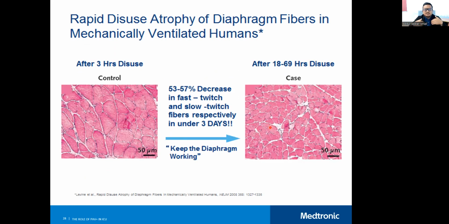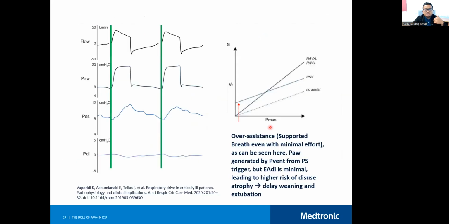Which is not there if you use PAV. As you can see, if the muscle pressure increases, the tidal volume generated by the machine will be increased proportionally to the patient. So when the effort reduces, the ventilator PVent by the machine also reduces proportionally, and the tidal volume reduces. This will stimulate the patient to breathe again and keep using and working the diaphragm. So this can prevent disuse atrophy of the diaphragm.